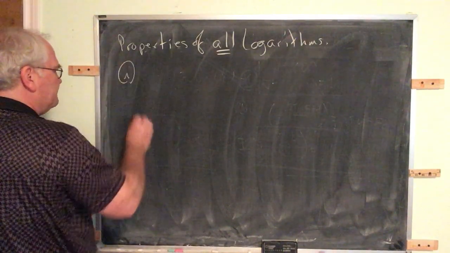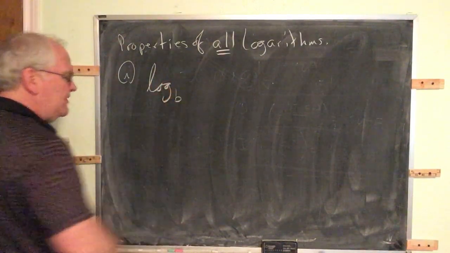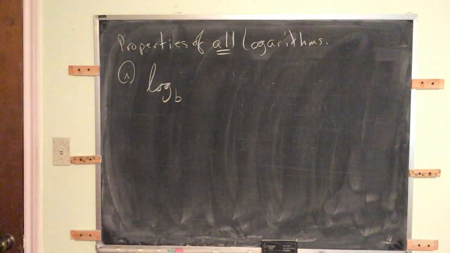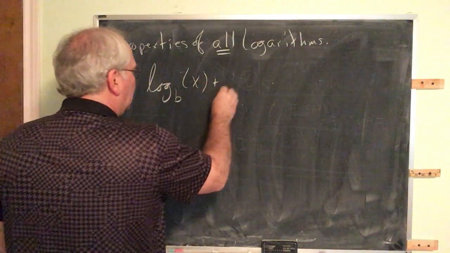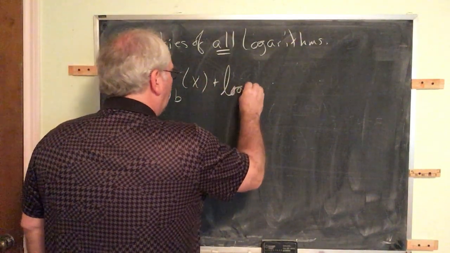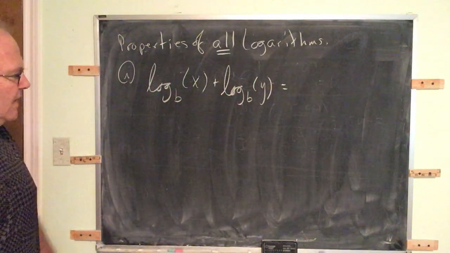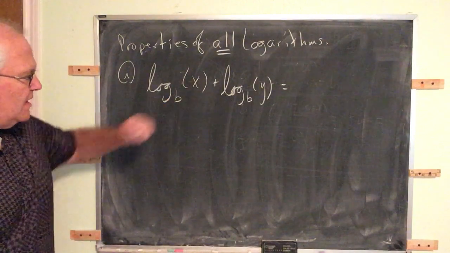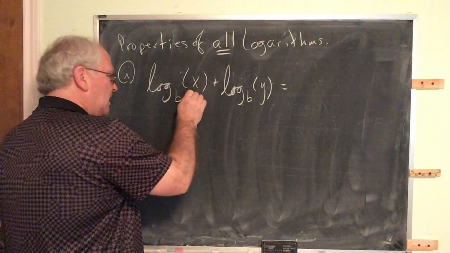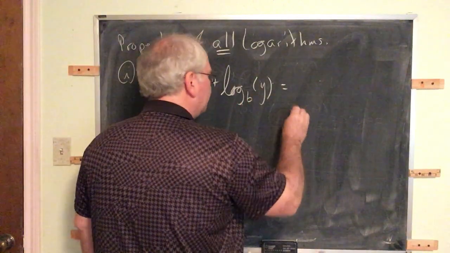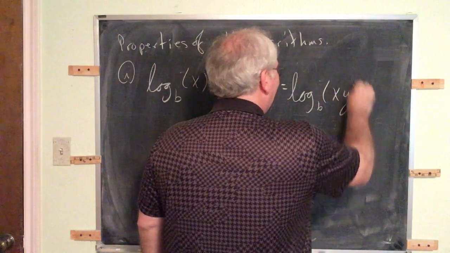The first is this. It says log base b, and the base may be any valid base, of x plus log base b of y. Now you might think that if you add the logarithms, that's the same thing as the log of x plus y. That is not correct. Log base b of x plus log base b of y is log base b of x times y.